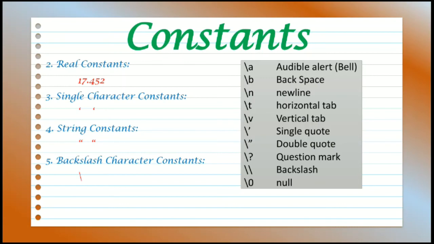Next, \' it is used to print single quote. Next, \" it is used for double quote. Next, \? it is used for question mark. Next, \\ it is used for backslash. And last one is \0, it is used for representing the null value.